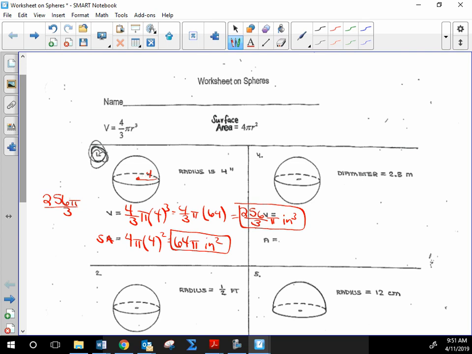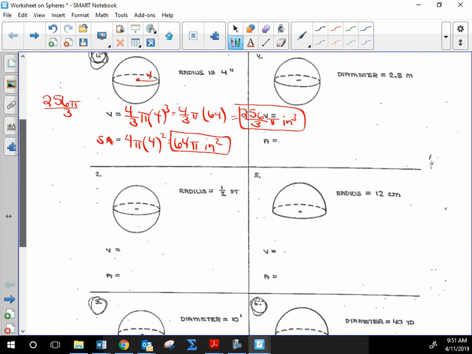Okay, now let's take a look at number 5. What do we call this shape? Hemisphere. Okay, so if I wanted to find my volume for this, what would I do with the volume of a sphere? Divide by 2. Just divide by 2. Great. Now, what about my surface area? Divide by 2, and then add the base. Very good.